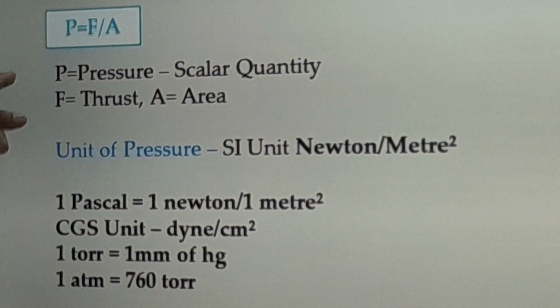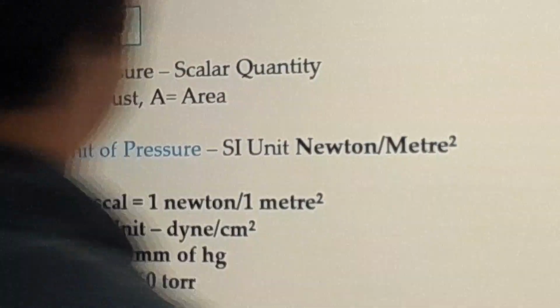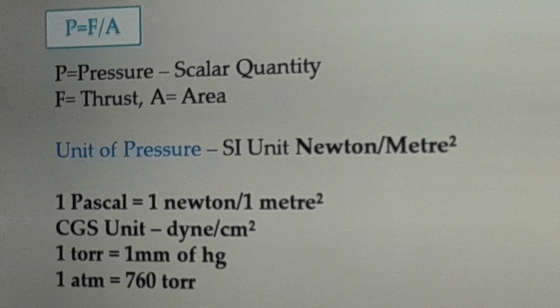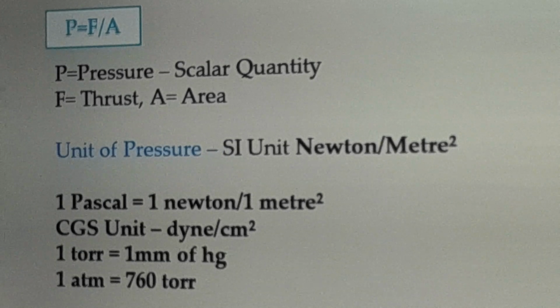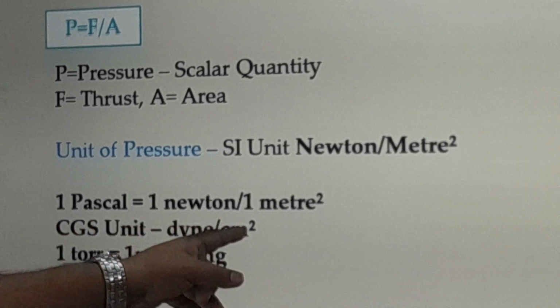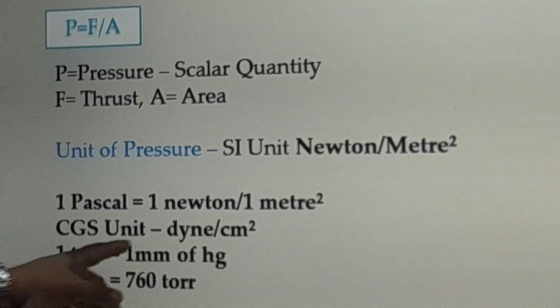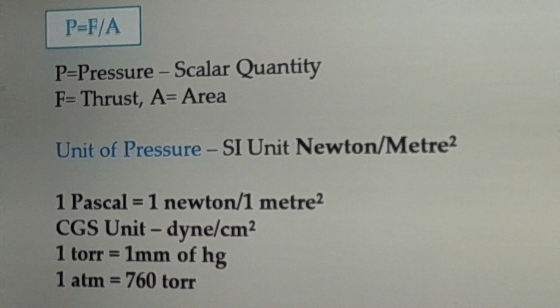Now this is about the formula. Pressure is equal to force by area. Now what is the unit of pressure? Pressure unit is Newton per meter square, right? So 1 Pascal is 1 Newton per meter square. And the CGS unit is dyne per centimeter square. These are the things you have to remember, or it's day-to-day activity, right?